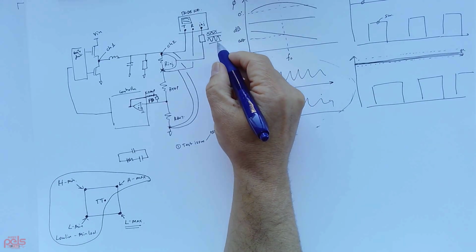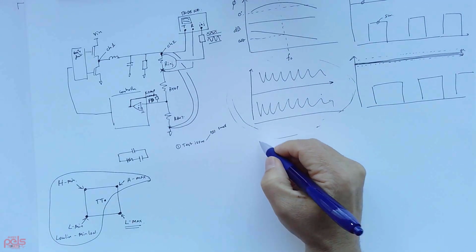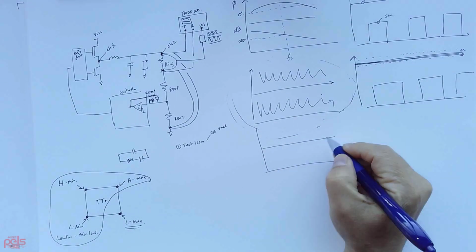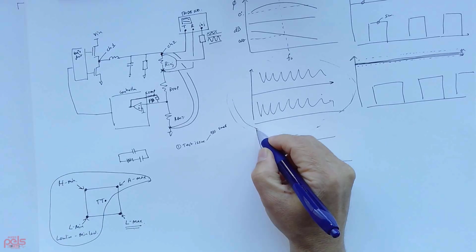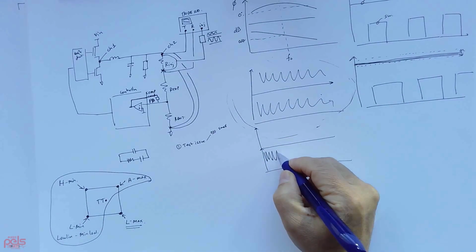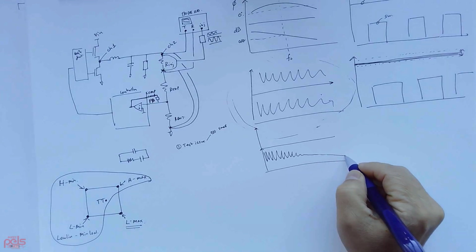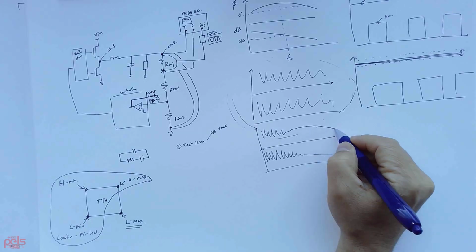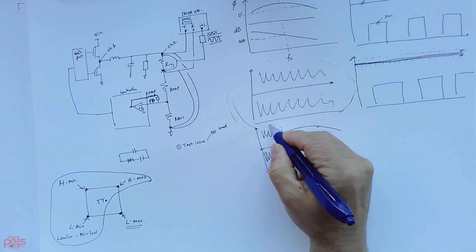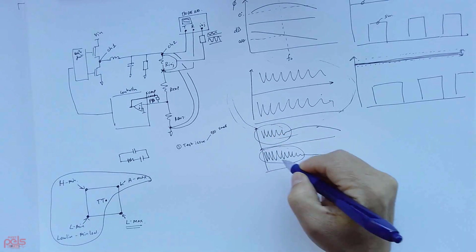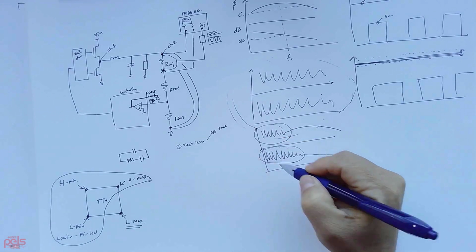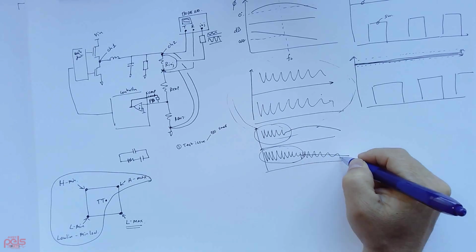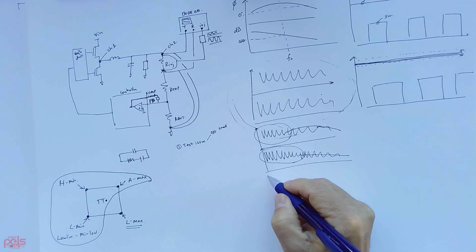So if it's too small, and I'm going to draw it right here, you're going to have something that looks like this. You're going to have a lot of noise. Then it's going to go like this. Okay. All right. So this is the signature of an oscillator that is too small. And if it's too small, then you're gonna have noise throughout.